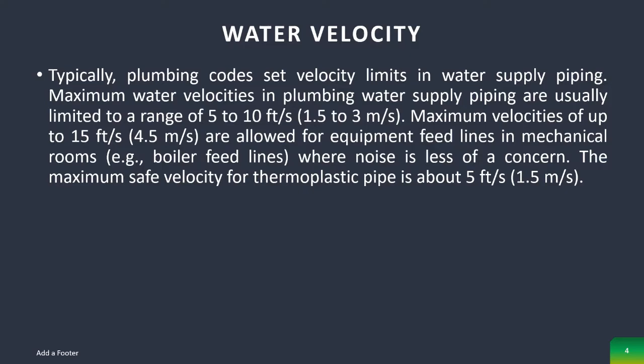Next, maximum velocities of up to 15 feet per second are allowed for equipment feed lines in mechanical rooms. Example, boiler feed lines where noise is less of a concern. Since boiler room naman at hindi siya located sa residential area, okay lang na maingay at allowed yung ganun kataas na water velocity, which is 15 feet per second. The maximum safe velocity for thermoplastic pipe is about 5 feet per second.